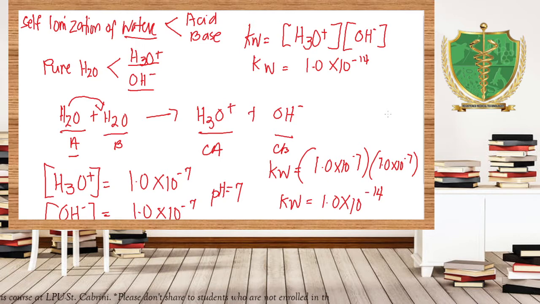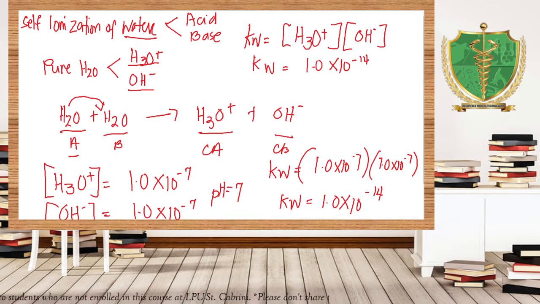The equation for the ionization of water applies not only to pure water but also to aqueous solutions. The hydronium ion and the hydroxide ion in pure water are each 1.0 times 10 raised to negative 7.